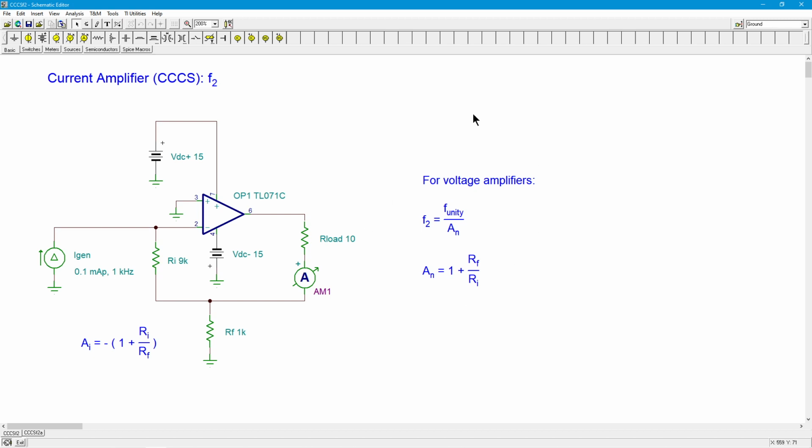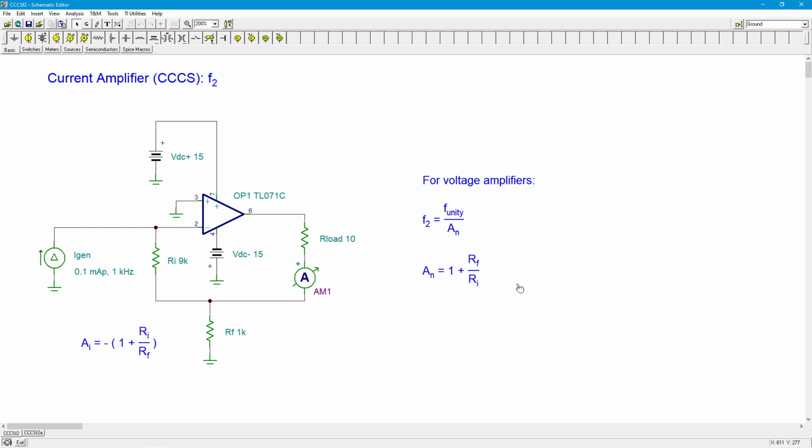For voltage amplifiers, inverting or non-inverting, we determined that the upper break frequency, the 3 dB down point, was the F unity of the op-amp divided by the noise gain. And for either of those circuits, the noise gain was equal to Rf over Ri plus 1. It happens to be the signal gain for the non-inverting amplifier. It's the magnitude of the signal gain plus 1 for the inverting amplifier.